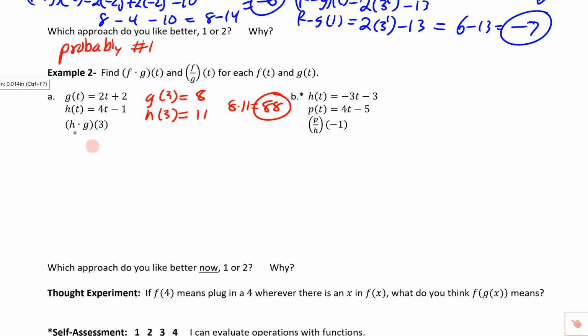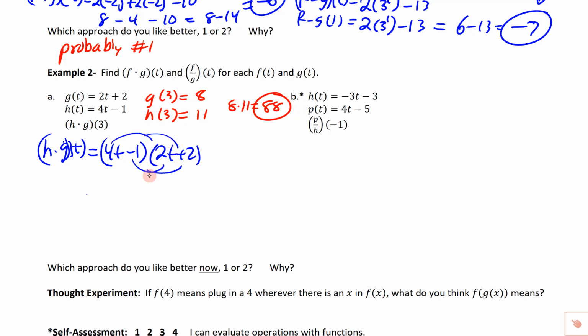The other way would be to multiply these together. So we're going to find h times g of t. We're going to take h, which is 4t minus 1, and multiply it by 2t plus 2. These are binomials, so we're going to go ahead and multiply here, here, and here.